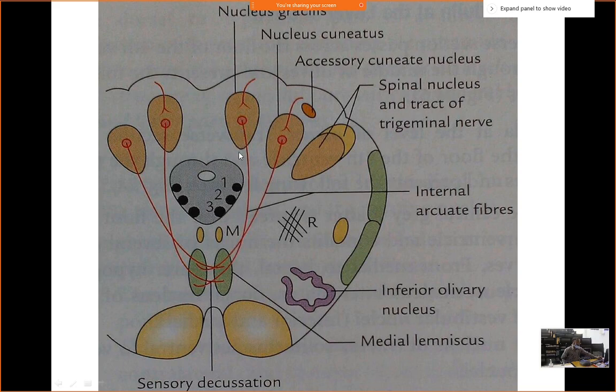Then the gracile tubercle and cuneate tubercle get detached. Earlier they were elongated but had a connection. Now they are completely detached to form the gracile nucleus and cuneate nucleus. Sometimes an accessory cuneate nucleus may be present, which gets detached from the cuneate nucleus itself. Then this is our spinal nucleus of the trigeminal nerve. It is also now detached. Earlier, at the lower part, it had a connection, but now it is detached from the central gray matter. Now what will happen as they get detached?